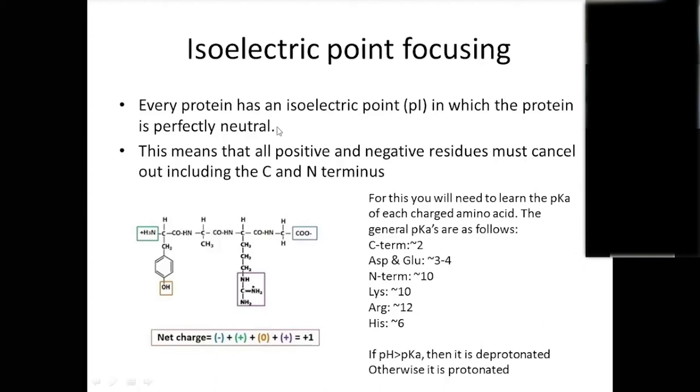So every protein has an isoelectric point, or a pI, at which the protein is perfectly neutral. This means that all the positive charges and all the negative charges on the protein or polypeptide must cancel out, including the C and N terminus, remember? Because the N terminus at pH 7 is usually positive, and at pH 7 the C-terminus is negative, as you can see in this picture. The C-terminus on the right end is negative, and the N-terminus on the left end is positive. And so at pH 7, they usually cancel out.